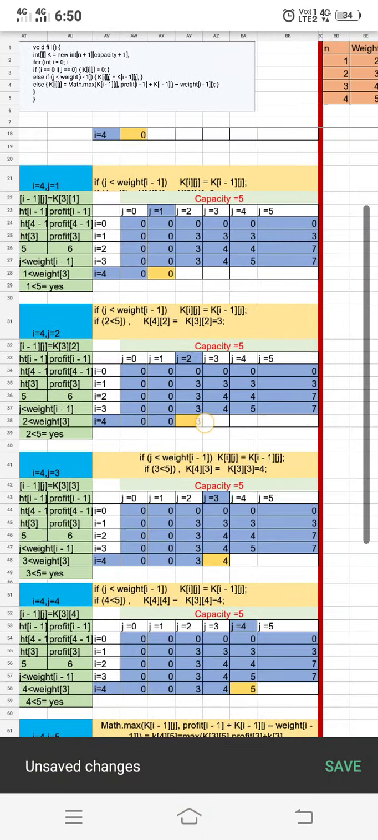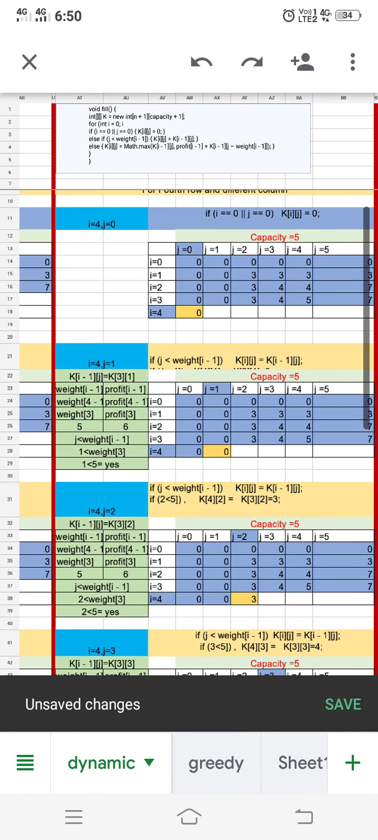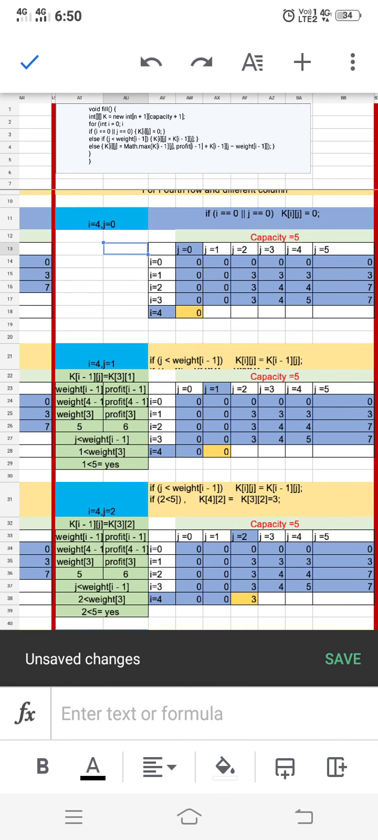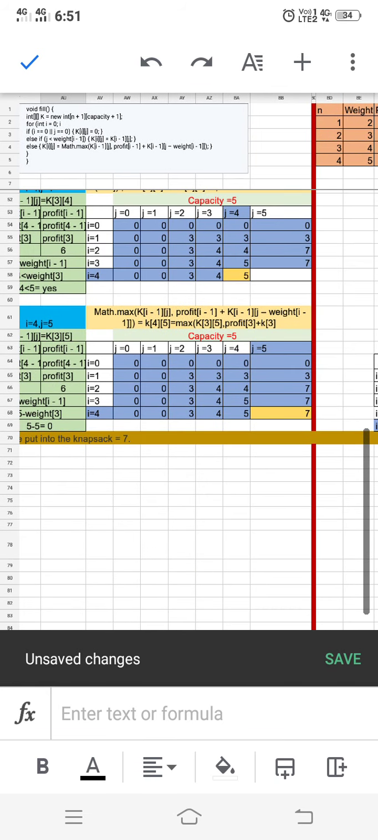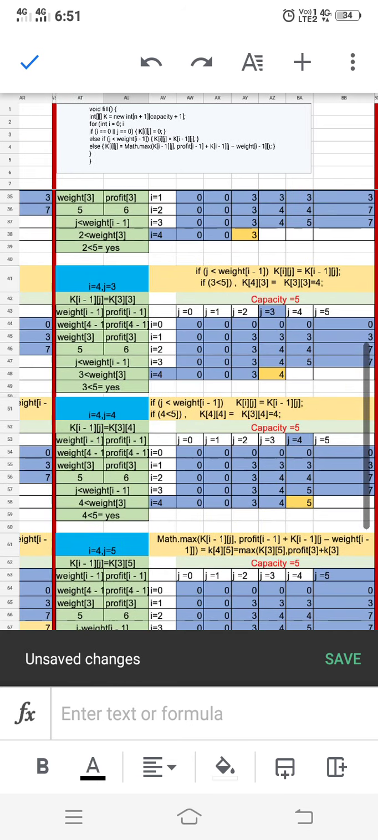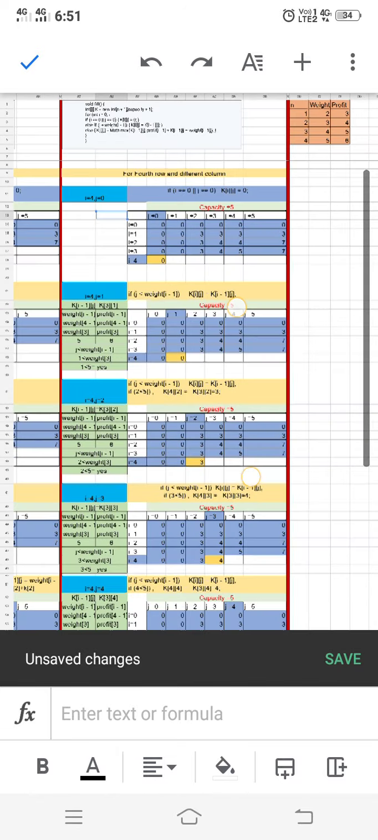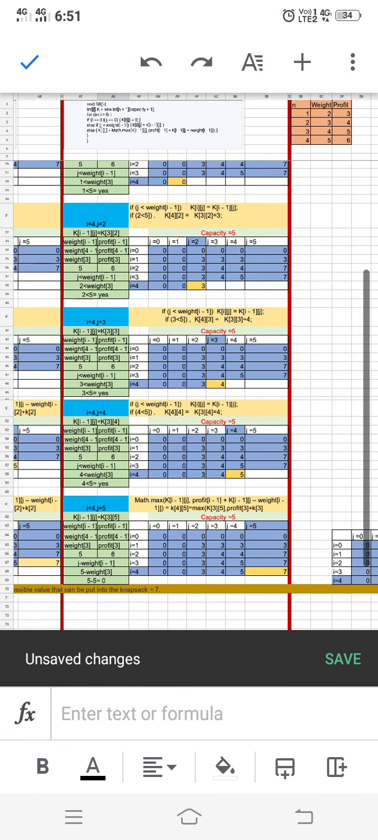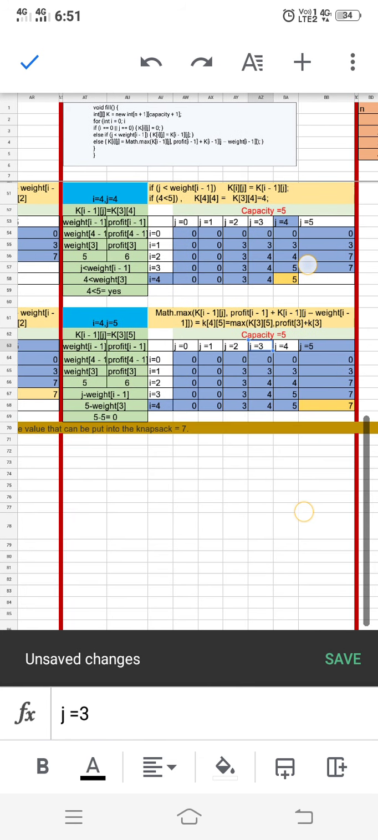And in the final iterations, when i is equal to 4 and j is equal to 0, 1, 2, 3, 4, etc., like this we are filling up the values. This is the sheet which contains, for each iteration, how the values will get updated in the table. So finally I have this table here.